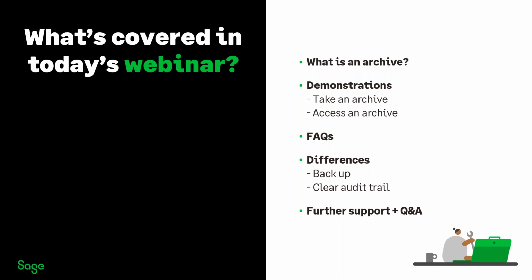We'll touch on a few common questions that we normally get relating to archiving, and then we'll touch on differences as well, because there's always a lot of confusion between what an archive is, what a backup is, and what Clear Audit Trail is, and what those options do and when you would use them.